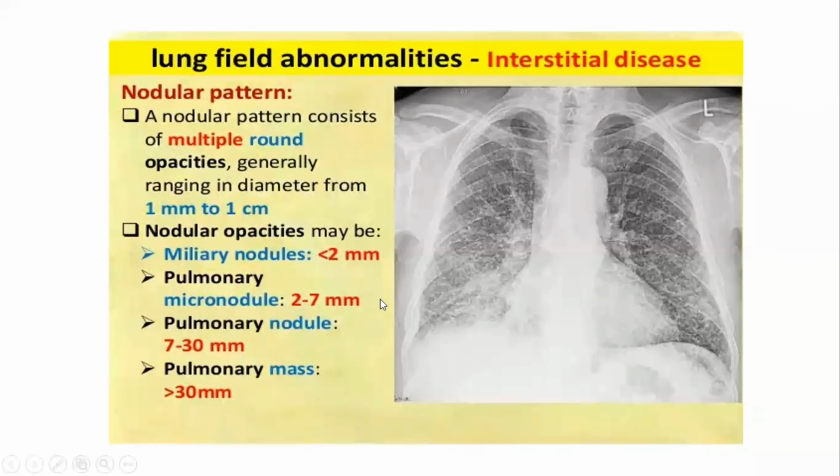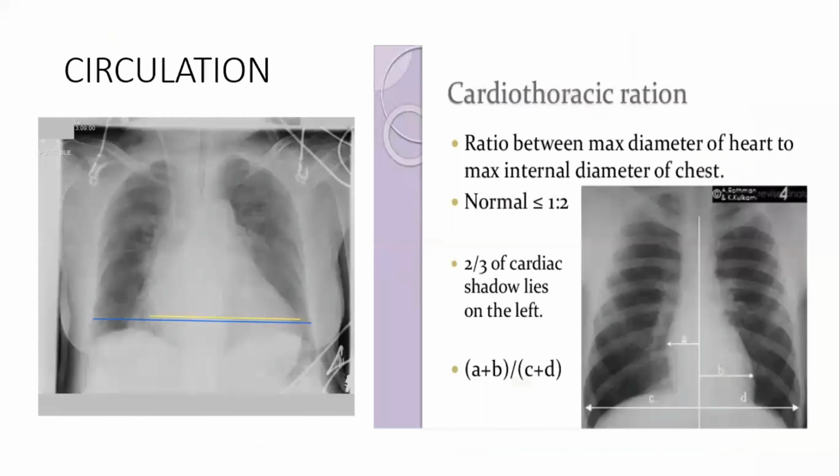Lung field abnormalities. Interstitial disease. Nodular pattern. A nodular pattern consists of multiple round opacities, generally ranging from 1 mm to 1 centimeter. Nodular opacities may be a miliary nodule, pulmonary micronodule, pulmonary nodule, or pulmonary mass. If it is less than 2 mm, we call it a pulmonary miliary nodule, and more than 30 mm is a pulmonary mass.